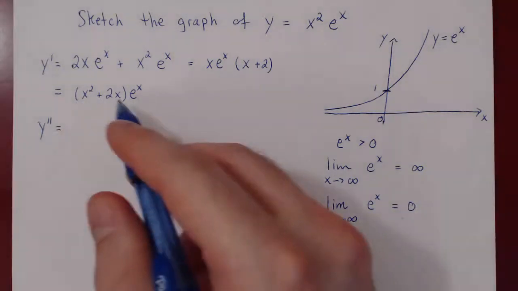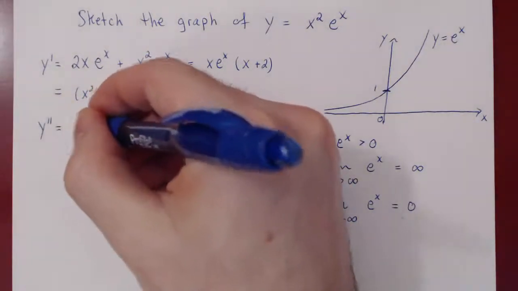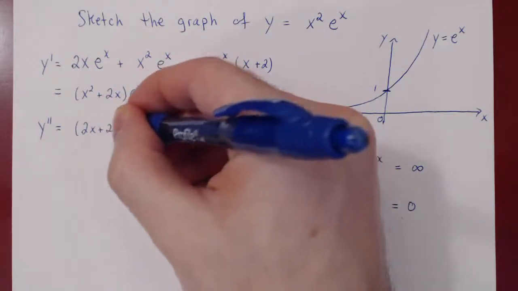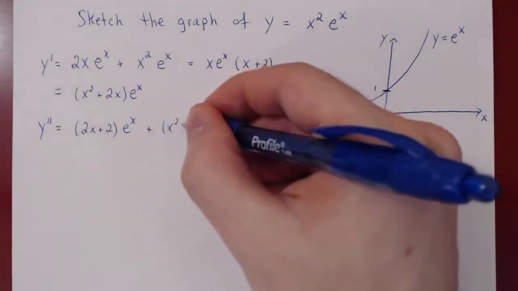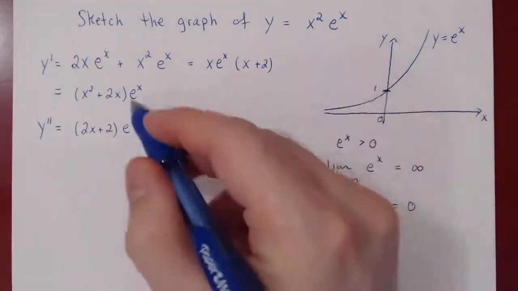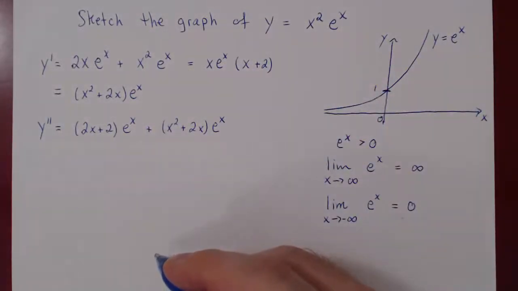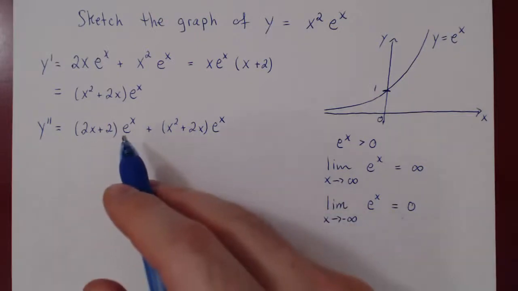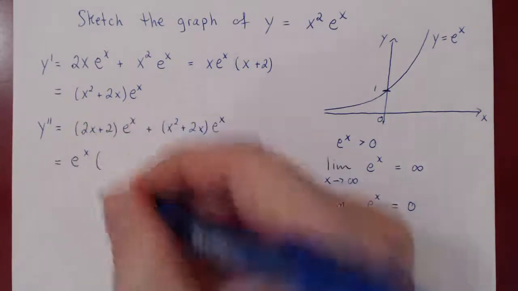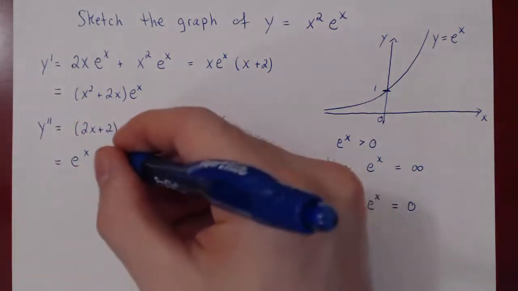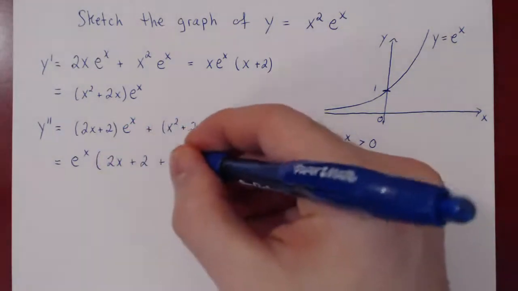Let's differentiate now with a single product rule. Derivative of the first function is 2x plus 2 times the second function e to the x plus the first function x squared plus 2x times the derivative of the second function, which is itself. Well, let's see what we can factor from this. If we factor an e to the x, we will be left with a 2x plus 2 with the first term, plus an x squared plus 2x for the second term.